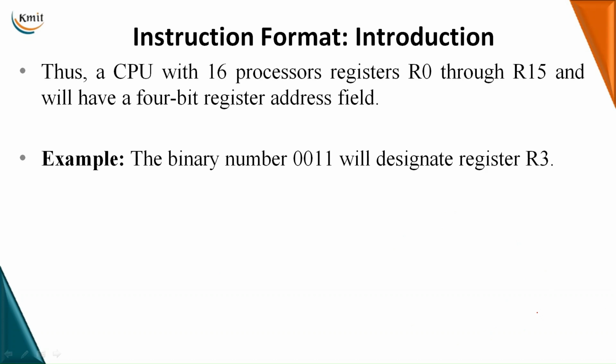So if you are giving the address, in the address part the value as 0011, as we know the instruction format is in a binary format. So whenever your address part contains a value 0011, the CPU will consider that the operand is present in the register R3. So that is how it recognizes a particular register.